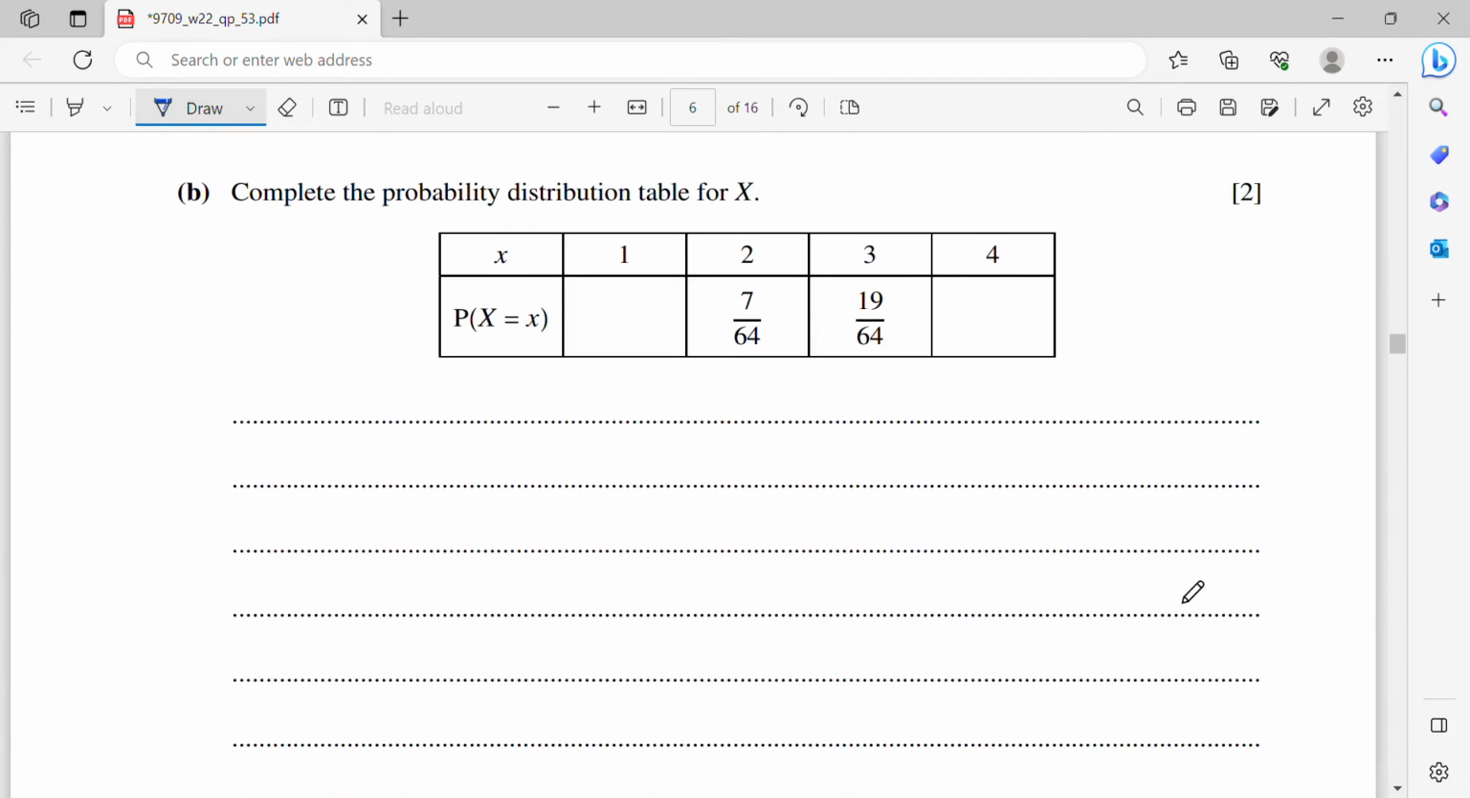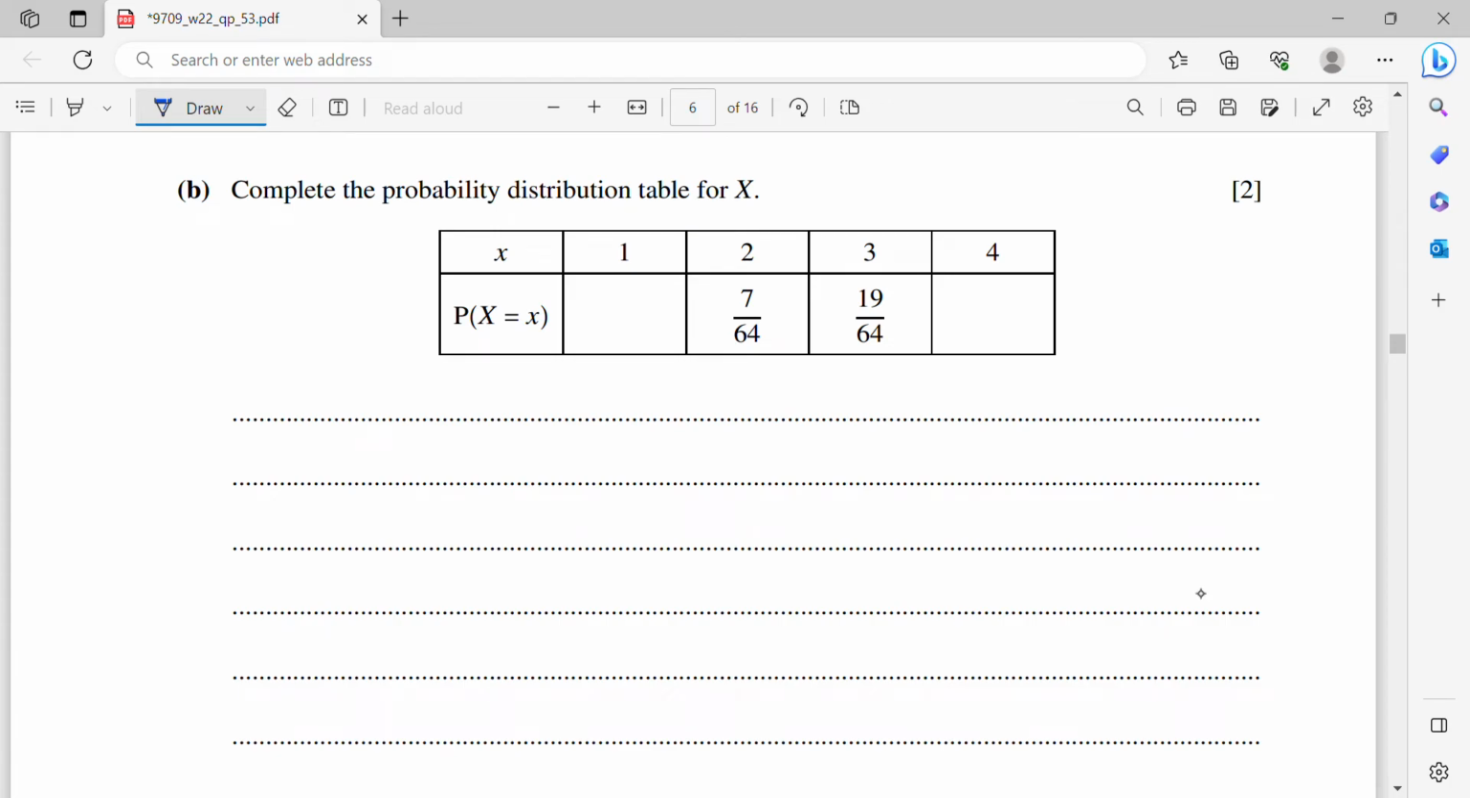Now B, complete the probability distribution table for x. So when x equals 1, that means this is referring to 1, 1, 1. All show 1. So P(x equals 1) will be 1 over 4 for each, and the same probabilities, therefore 1 over 64. So I will just copy back.